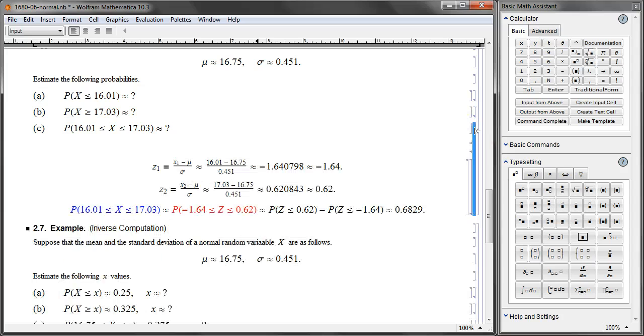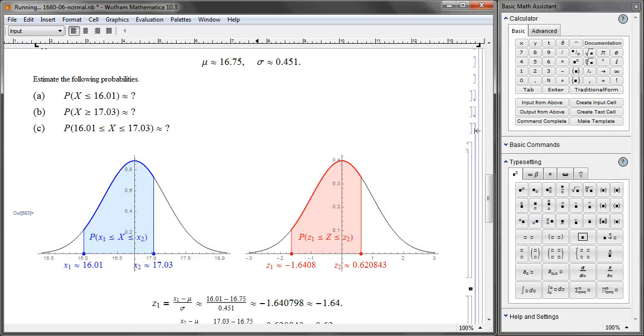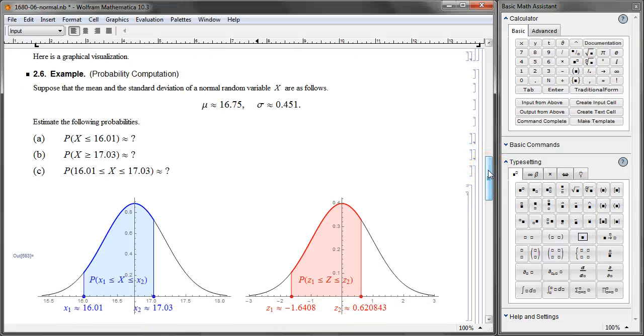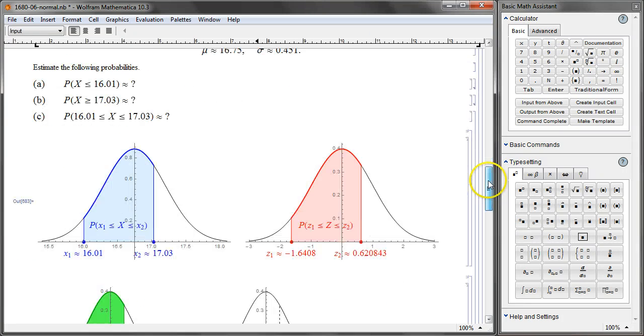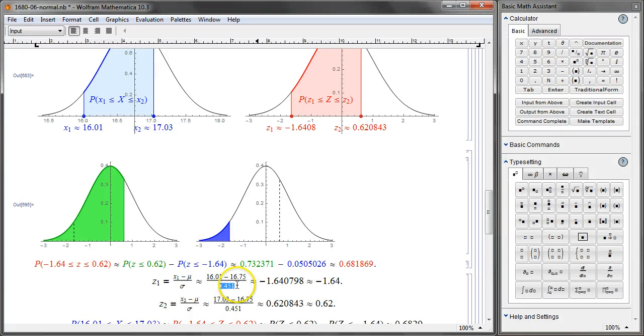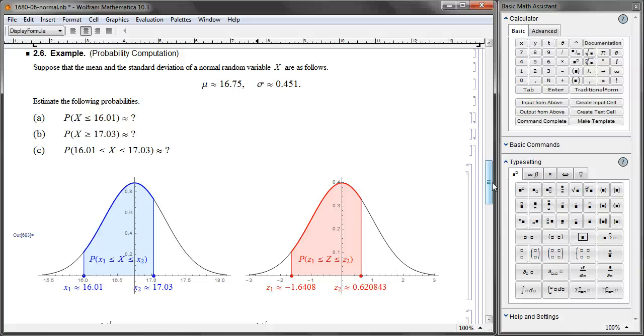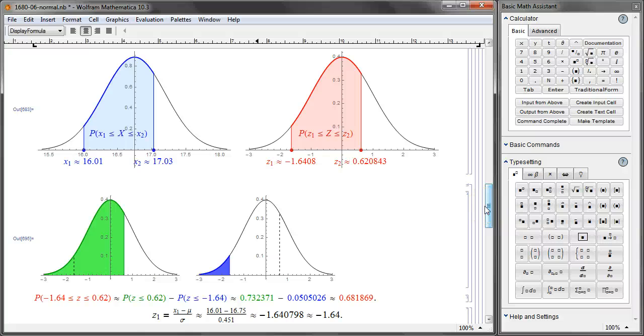The third picture, again, pretty much the same thing, third problem. Between 16.01 and 17.03, we have two z-scores, z1 and z2. Calculate those using the z-score formula, x1 minus mu over sigma, x2 minus mu over sigma. Once you have those z-scores, use your brain, use your z-table, you can do it. Green minus blue, yes, we have done this before.